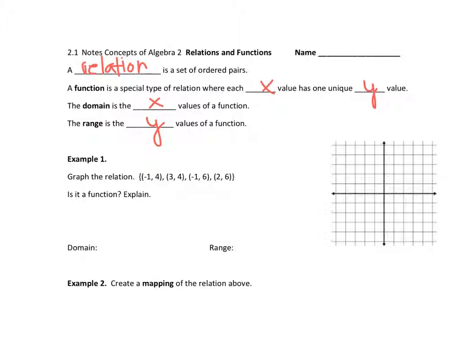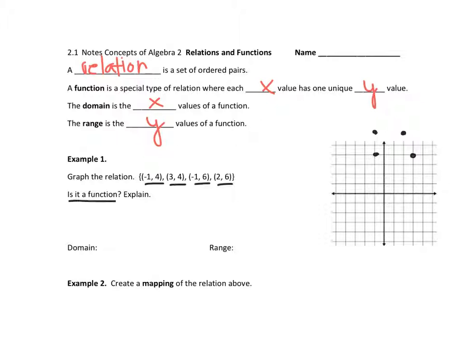So example 1, graph the relation. So you want to plot the points (-1, 4), (3, 4), (-1, 6), which is off the chart, and then (2, 6). So I plotted these points, these 4 ordered pairs.